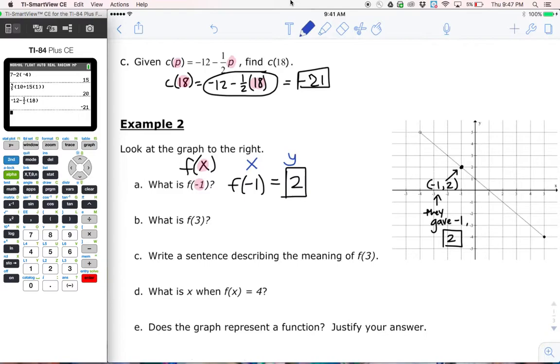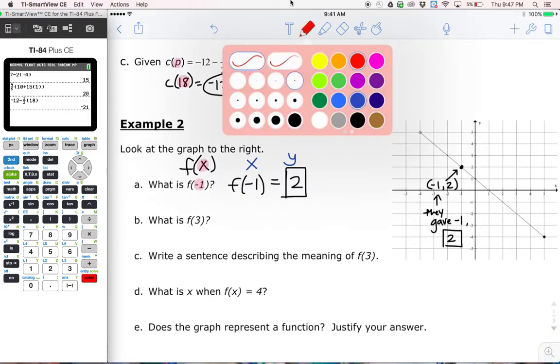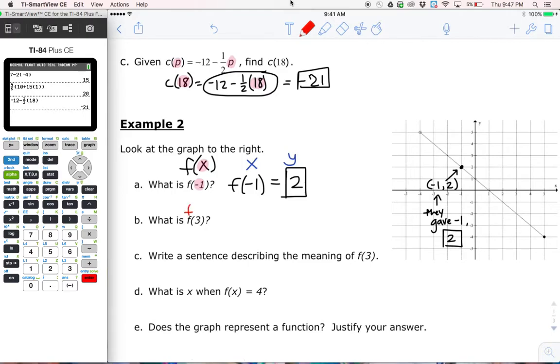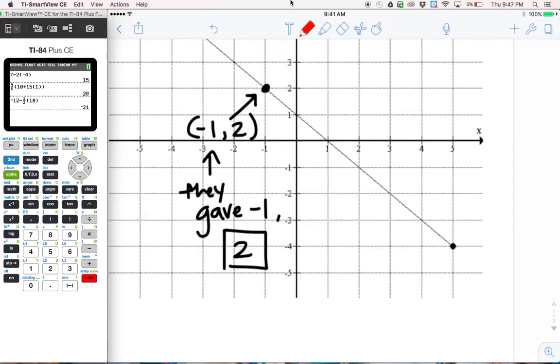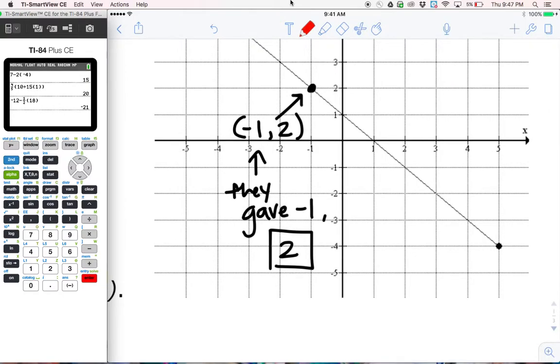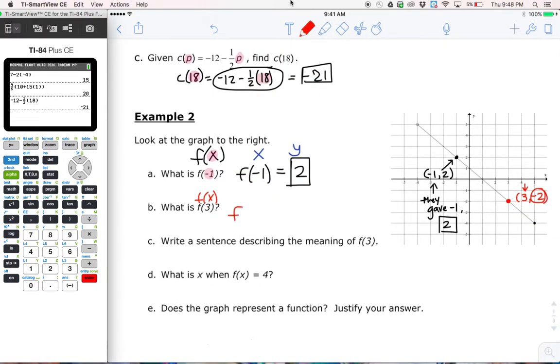Same type of thing, right? Now they're asking, okay, now x is 3. Right? Remember, f of x, but now they're saying f of 3. So over in my graph, where x is 3 would be here. Right? What's this point? This is 3 over, 3 down to negative 2. They gave me the 3, so the negative 2 is my answer. All right, so when x is 3, the y value is negative 2.